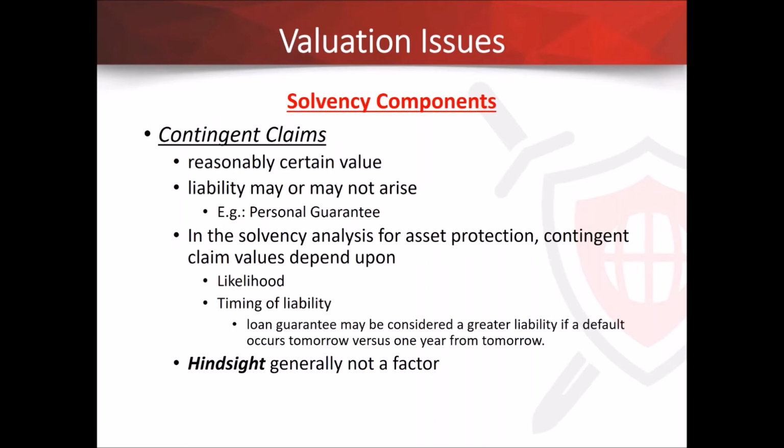value issues. And so contingent claims, this is generally a liability where the value is reasonably certain, but the liability may or may not arise. The typical example is in the guarantee context. As long as the primary obligor performs, you never have an obligation. But if the primary obligor does not perform, then the guarantee may come due. Another situation is if you have collateral and the collateral is insufficient to cover the loan balance, you may have liability that comes due.